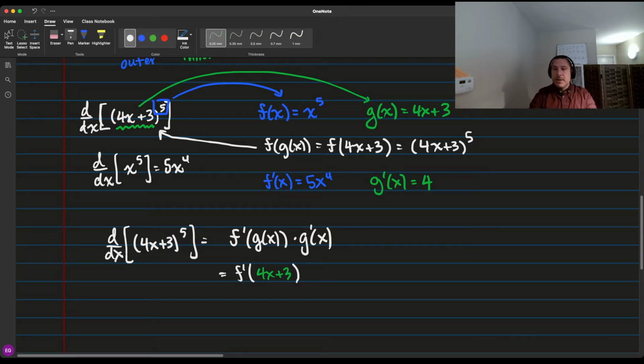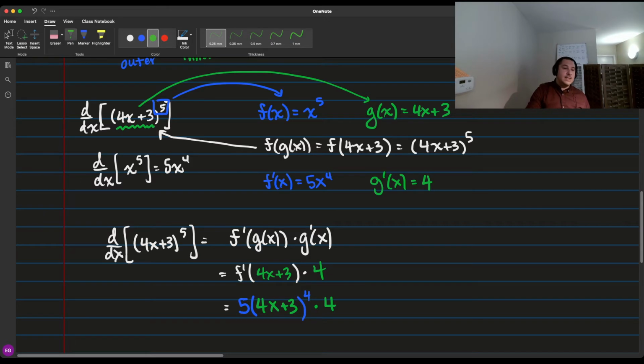And then I need to multiply that by g prime. My g prime is 4. Where do these come from? Just right above in green, right? Okay, now f prime is 5x to the fourth, and its input is 4x plus 3. So I'm going to do 5 times 4x plus 3 raised to the fourth power times 4.